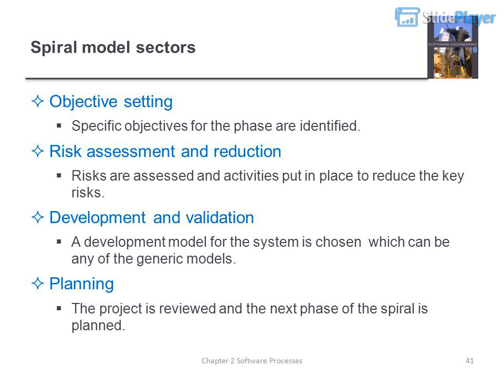Spiral Model Sectors. Objective setting: specific objectives for the phase are identified. Risk assessment and reduction: risks are assessed and activities put in place to reduce the key risks. Development and validation: a development model for the system is chosen, which can be any of the generic models. Planning: the project is reviewed and the next phase of the spiral is planned.